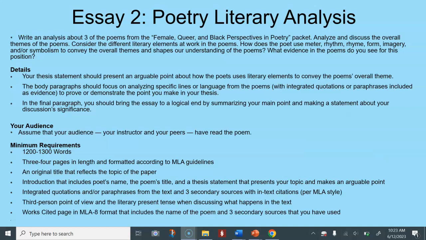Okay. So, 1200 is the minimum. Three to four, which will be about 3 to 4 pages in length and formatted according to MLA guidelines. There needs to be a title. You need to have an introduction, which includes the poet's name or the poets' names, their titles, and the thesis statement.